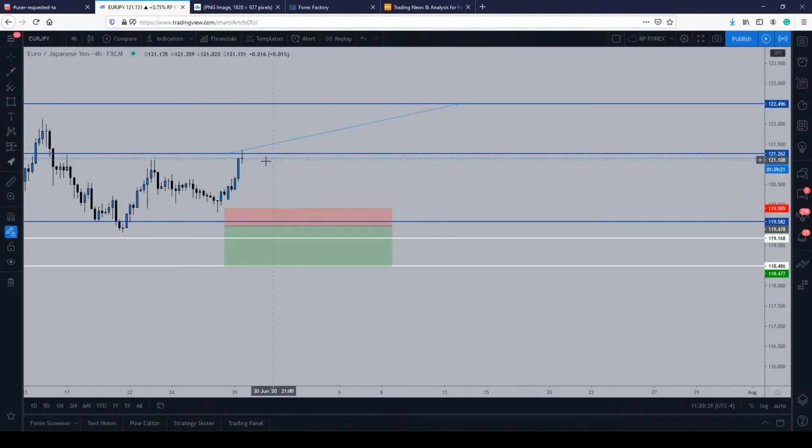If you look at the 4-hour, the 4-hour is currently reacting negatively to that level we just spoke of, that 121.260.